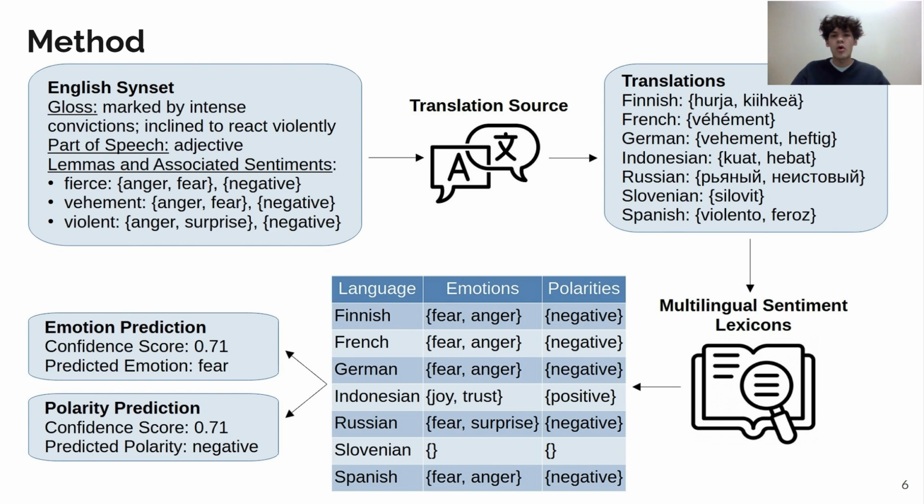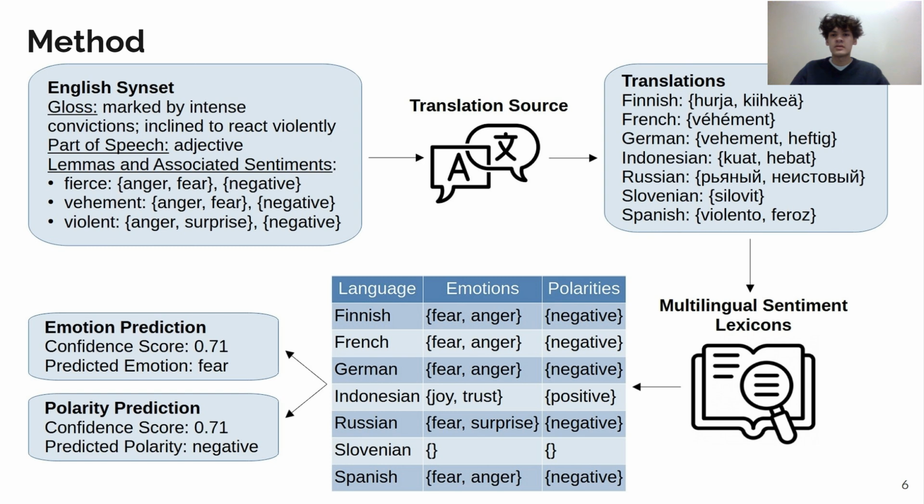So this is an overview of our multilingual method, where we're trying to classify the example input synset that expresses the concept needing to be marked by intense convictions, inclined to react violently, that contains the English lemmas of fierce, vehement, and violent. Now, these English lemmas are associated with the emotions of anger, fear, and surprise, and we're trying to determine which single emotion best expresses the sentiment of the synset.